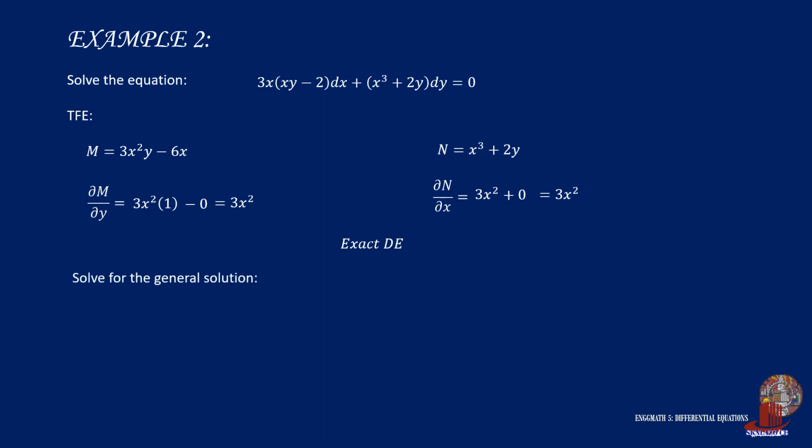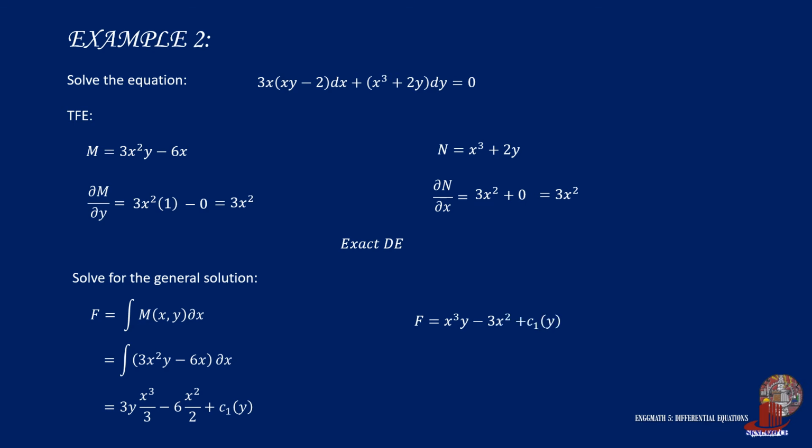This time we start by integrating m dx to have the general solution, so we integrate the quantity of 3x squared y minus 6x times dx, and we end with f as x cubed y minus 3x squared plus the constant. Take note that the constant is in terms of y.